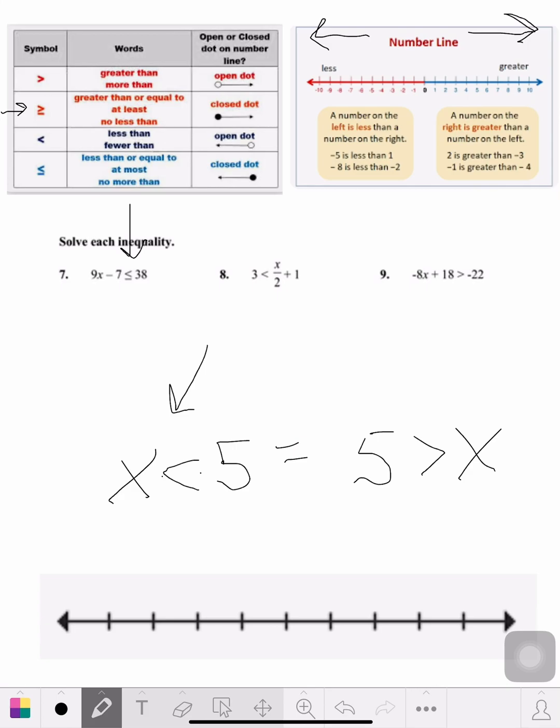Now if I read from this side, I'd read it backwards. Okay? I'd say x is less than 5. So it's the same thing. Okay? It's just if you flip the sign, you can flip the number. And that's all you have to do. Okay? Let me just erase this. So this is gone.